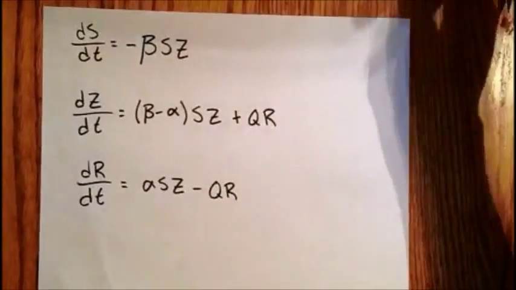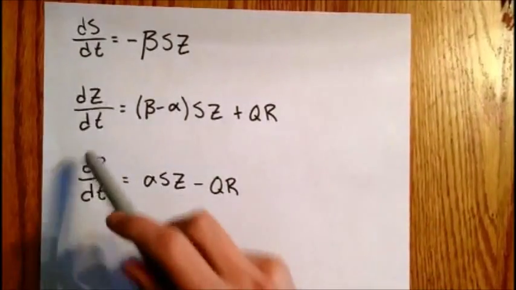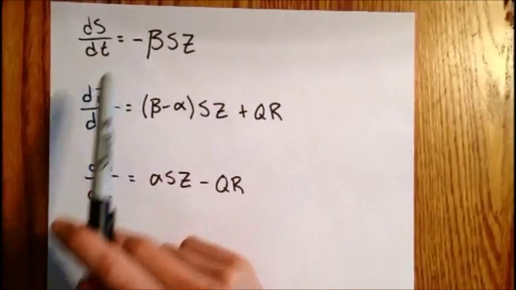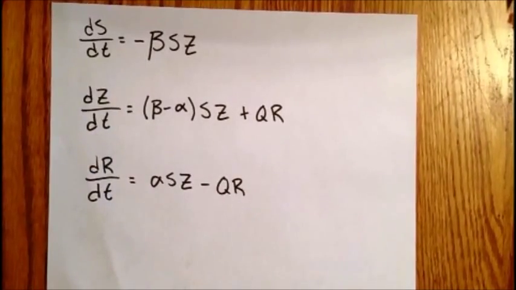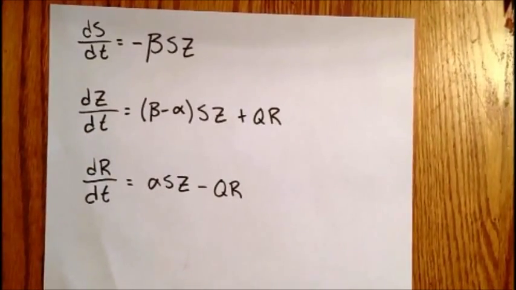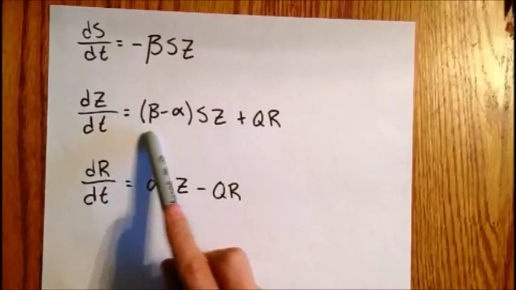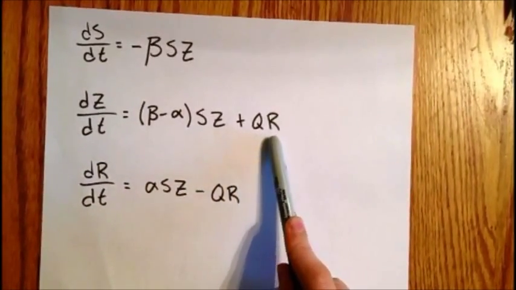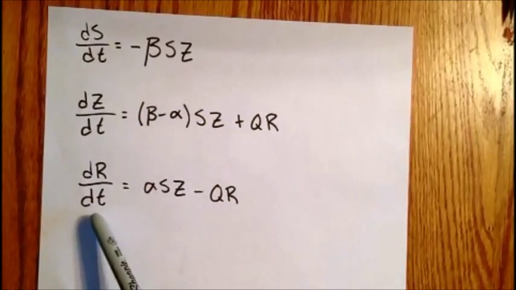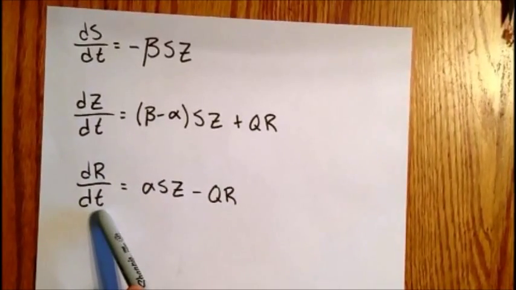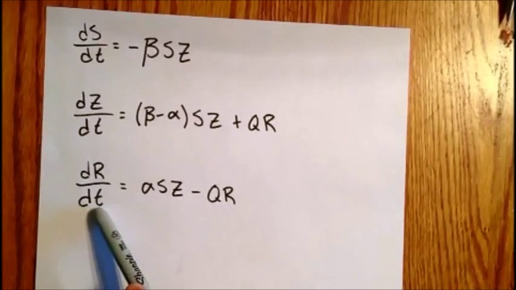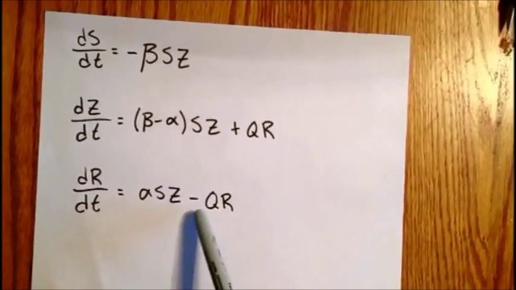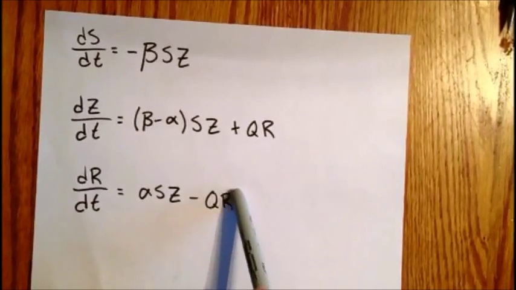Our new equations will then be as follows. The rate at which the susceptible population changes will stay the same. The rate at which the zombified population changes will now consist of the rate at which susceptible become zombies plus the rate at which the dead become zombies. The rate at which the dead population, or removed population, changes will now consist of the rate at which the zombies become dead less the rate at which zombies come back to life.